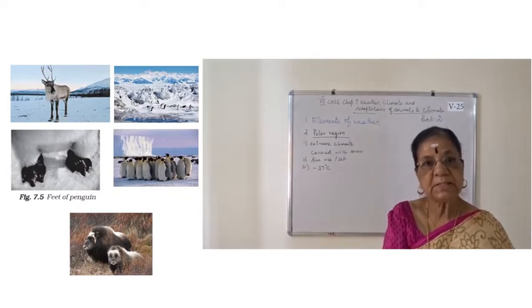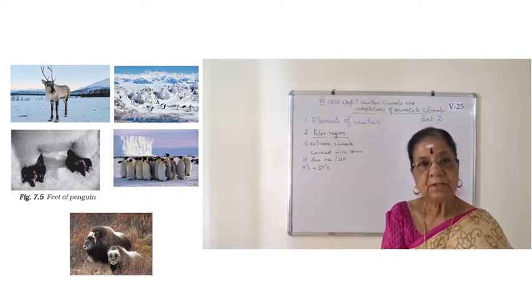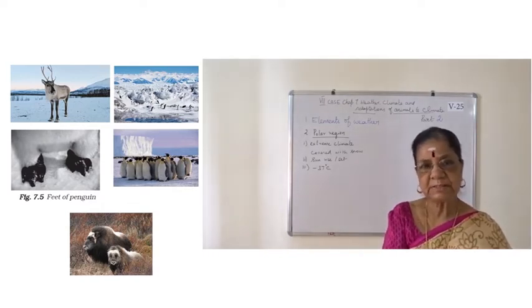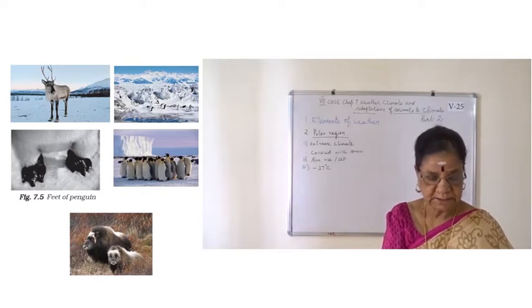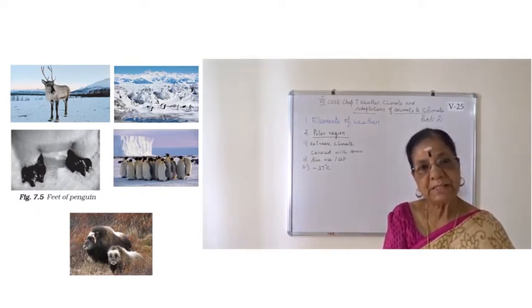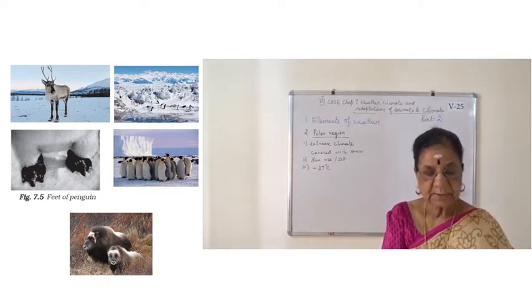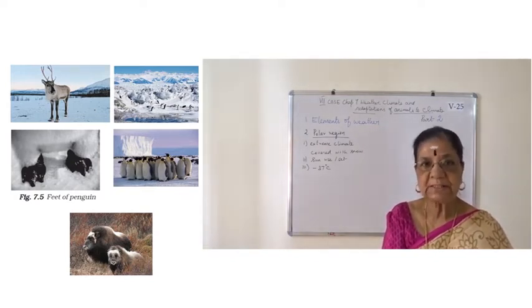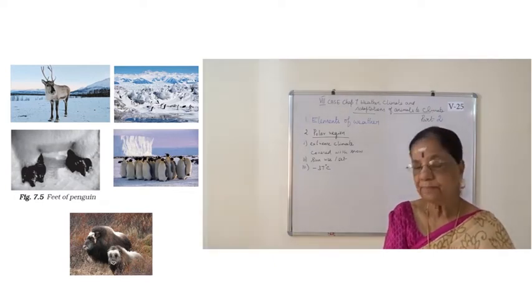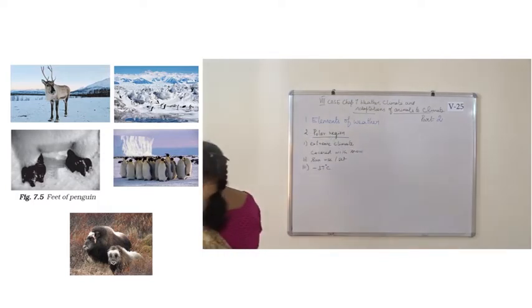Despite sub-zero temperature and lack of sunlight, in spite of this extreme cold condition, a variety of animals and plants live in the polar region. Examples are polar bear, penguin, musk oxen and reindeer. Polar bear is an animal living in the polar region.